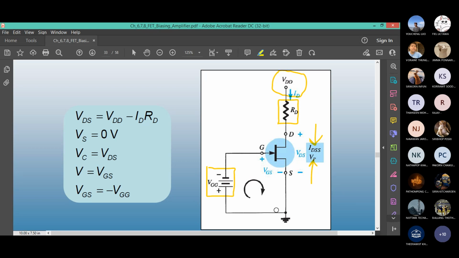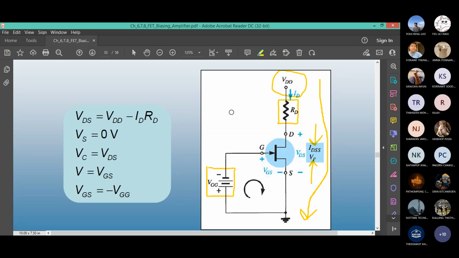Let's solve the loops. So on the outer loop, VDD minus IDRD minus VDS equals 0, which means VDD minus IDRD equals VDS, the voltage from drain to source.